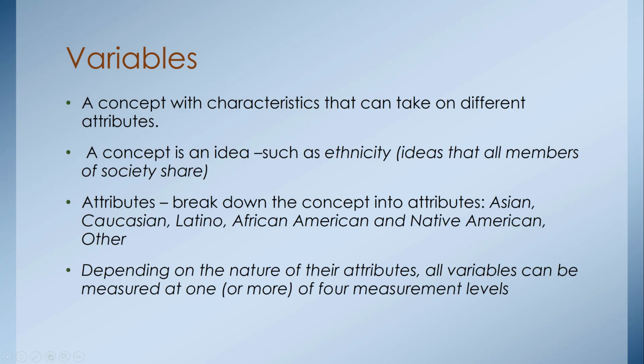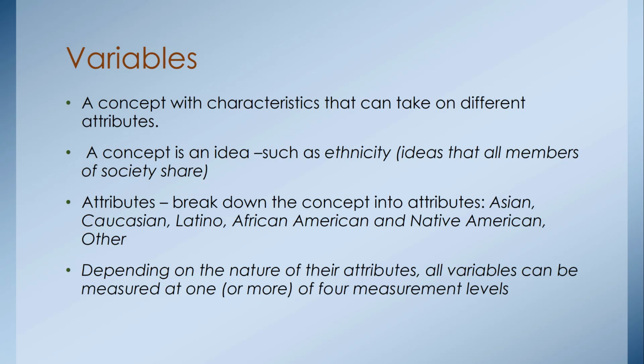Okay, so let's take a step back and let's talk about what a variable actually is. And chapter 6 talked about this, so go back and reread that if you need to. But a variable is a concept that has characteristics that can take on different attributes. Like in the book, he uses the concept of ethnicity. And ethnicity can take on different attributes in terms of Asian, Caucasian, Latino, African American, Native American. There are different attributes of a variable. And the key about a variable is it's a concept that's going to change among participants, among the population. It has to vary, and then it has to have different attributes that will vary.